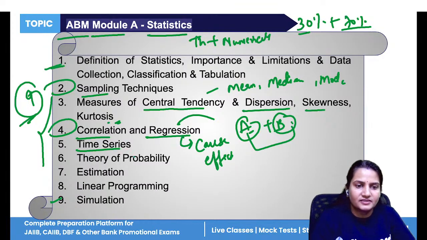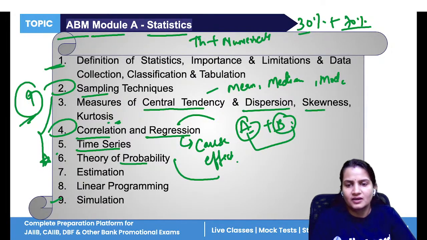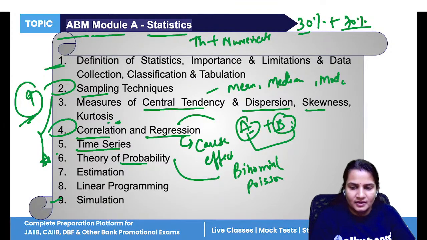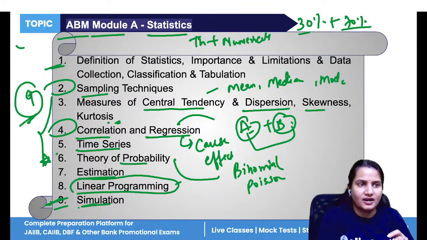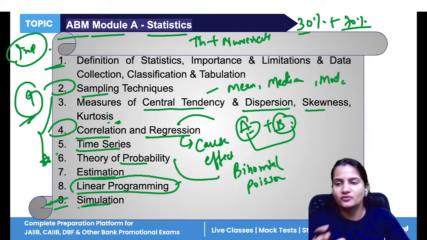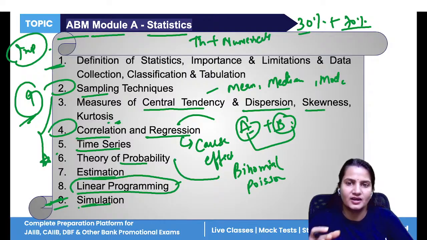Then time series, and theory of probability is very important. In probability we will see binomial distribution, then Poisson distribution. Then estimation, linear programming, again an important chapter, and last is simulation. All the 9 units are important for your exam, because from some units you will see direct theoretical MCQs, and from some units only numerical-based questions. When we do them, it will be more clear to you.